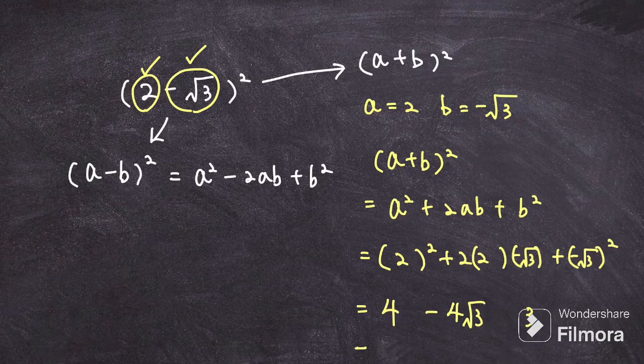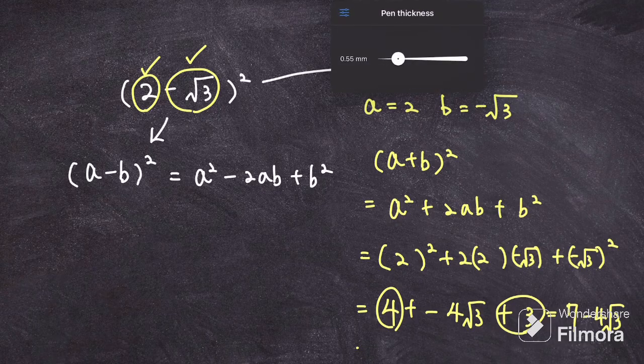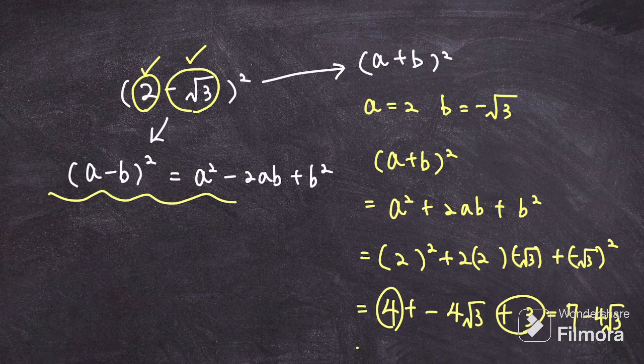Combine them all together and we will have 7 minus 4 square root of 3. Now, if we use the a minus b squared formula, let's see if we can get this 7 minus 4 square root of 3 using the a minus b squared formula.